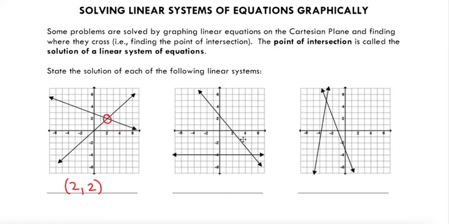For the second set of linear equations, we take a look at where they intersect, and they intersect right down here, and that's the point 5 and -4. So we always go across first to the number and then down or up. And then the last one intersects right up here, and this is the point -3, +5.